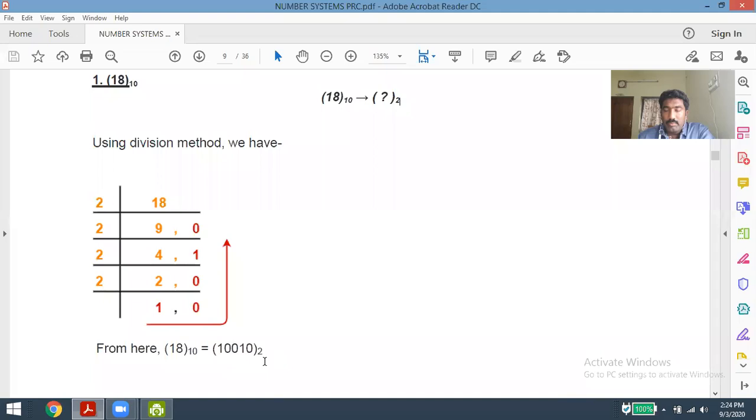Everyone, please make notes, take any rough paper and try it out: 18 base 10 converted into base 2. Just go for the division method.